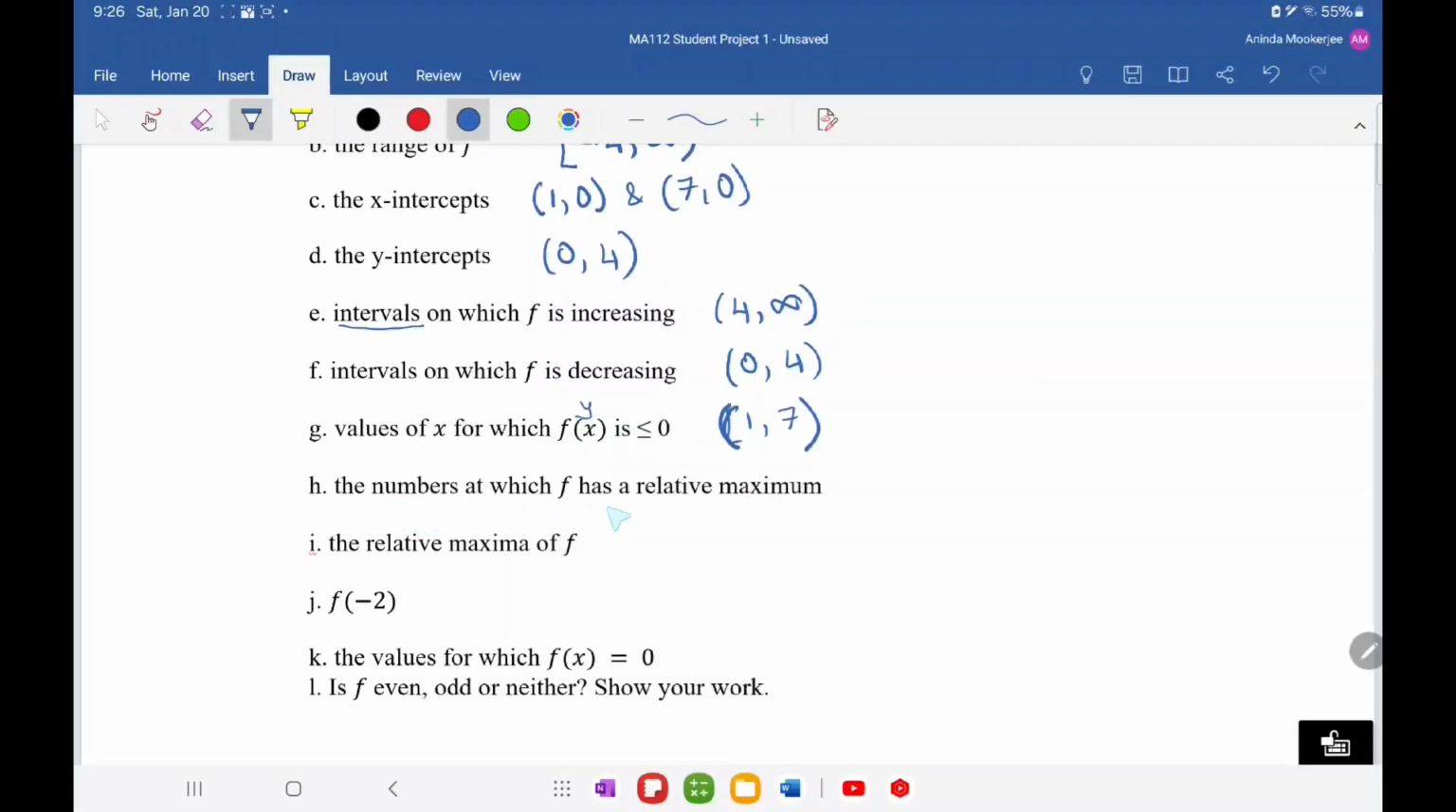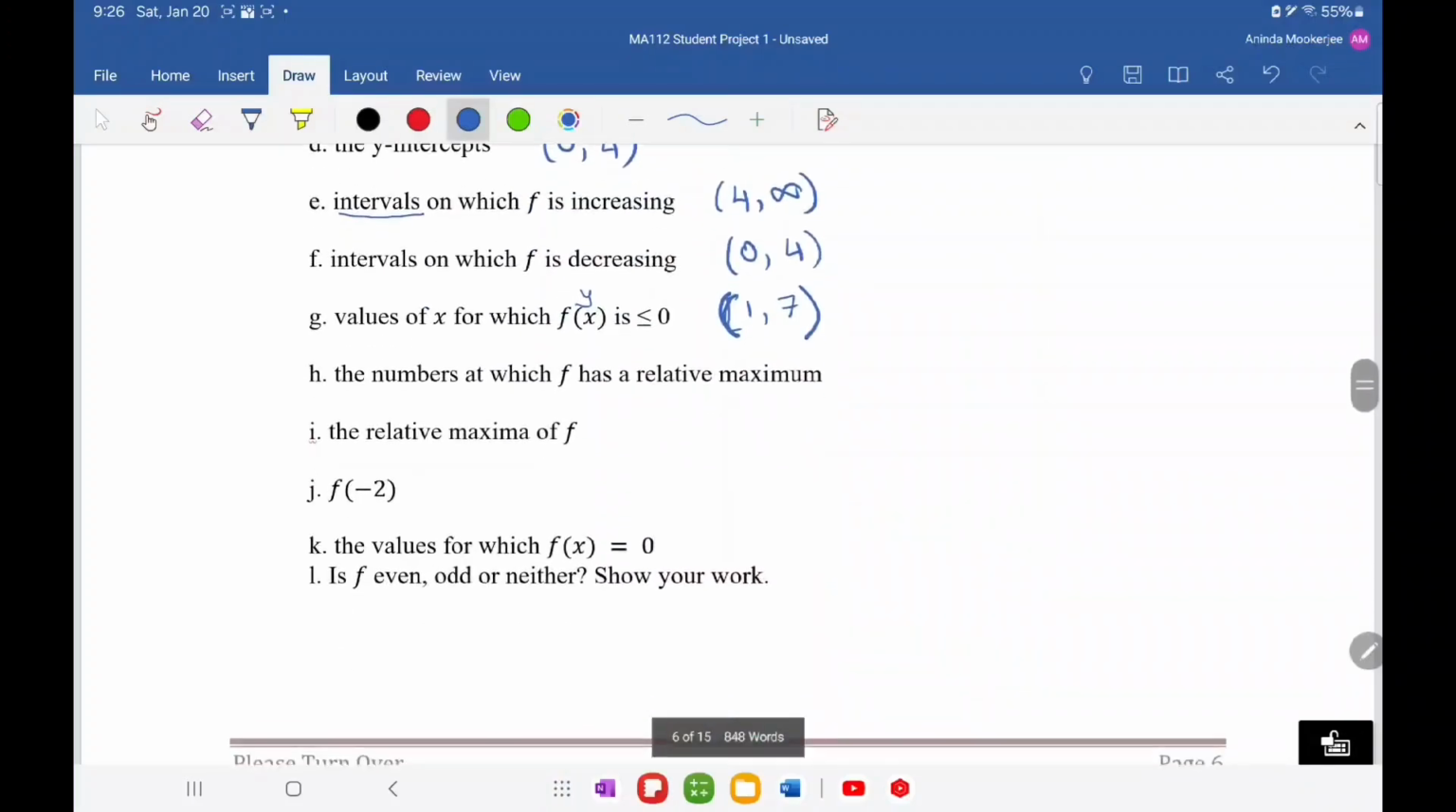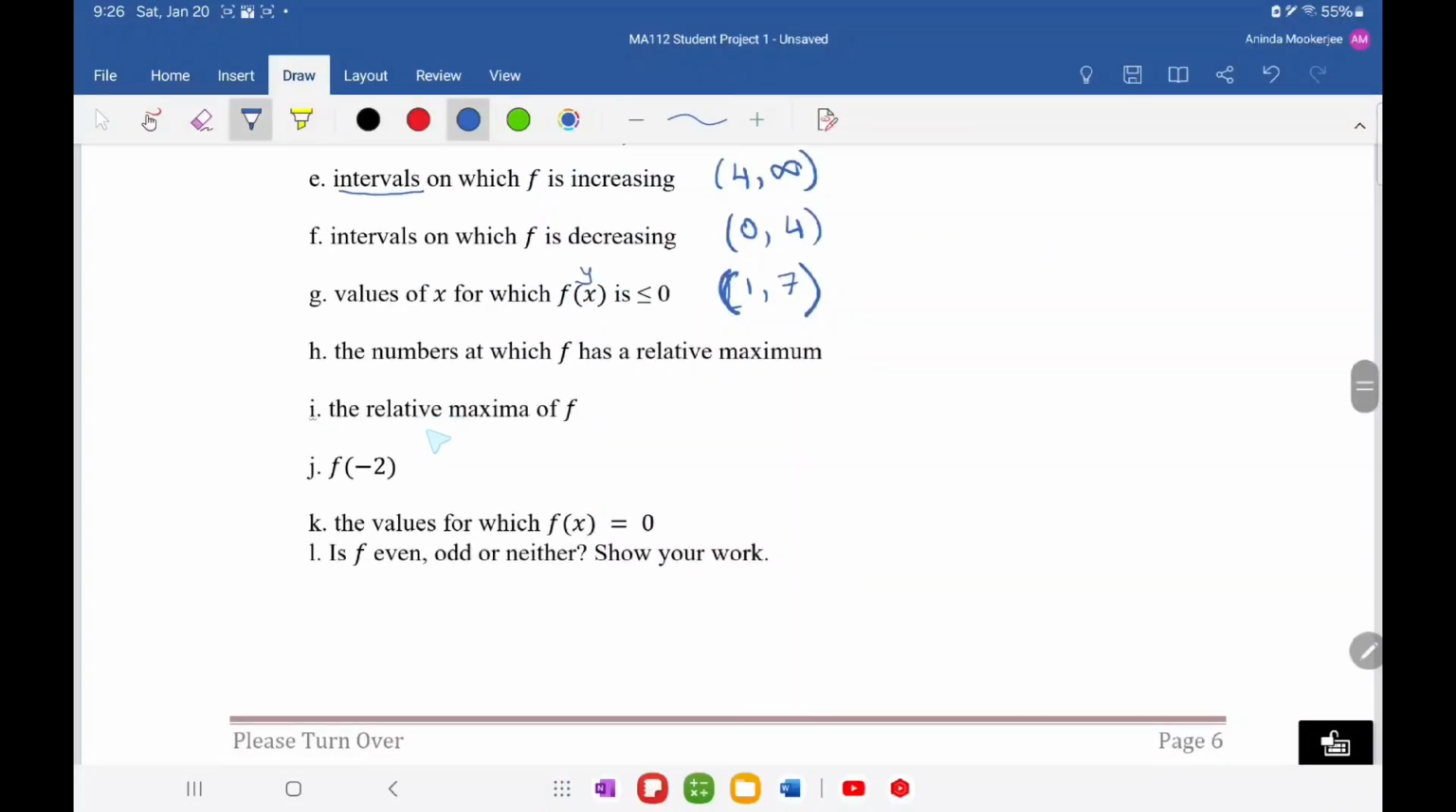The numbers at which f has a relative maximum. Does this graph have a relative maximum? No. All right. So it doesn't have a relative maximum. It has a relative minimum. So we are going to write here not applicable. It has a relative minimum, but it doesn't have a relative maximum.